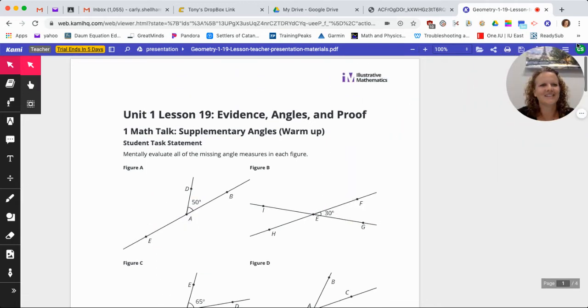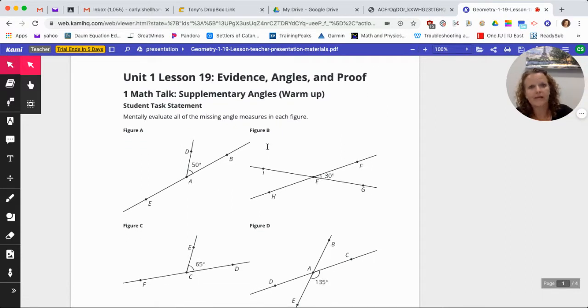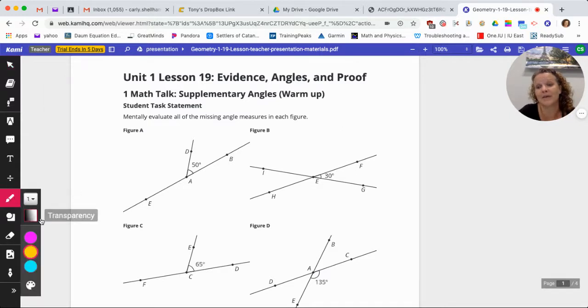Hi, geometry. We are in Unit 1 still. Lesson 19, we're going to talk about evidence, angles, and proof. So let's start out with supplementary angles. That might be a word that kind of rings a bell, but you're not really sure because it's been a while.